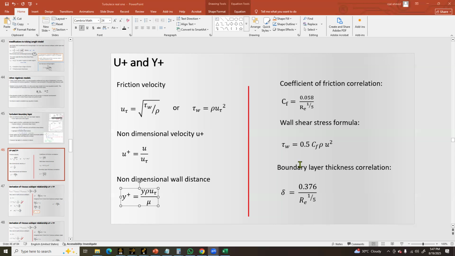Okay. So, but these formulas are used for giving you the initial values. For example, for estimating the first cell height, you can find out the Y from the required y plus value, and then the friction velocity you can find out from there. So this is the starting point when you are not solving your case, because after you solve the case, you will be getting your y plus values there. Okay, but before solving the case, right now we are in the meshing phase. So how to estimate? This is the estimation method. Otherwise, once you solve the case, you can directly get the values from your CFD simulation.